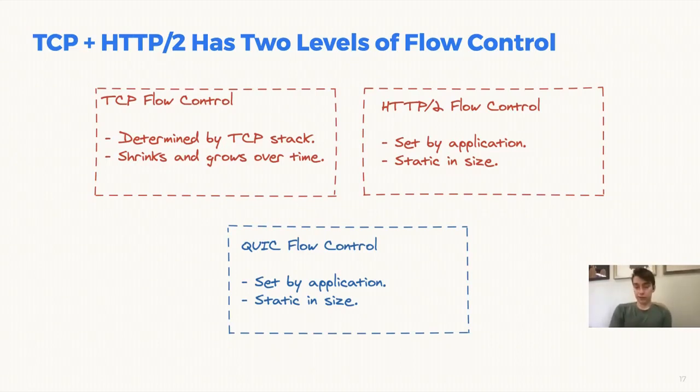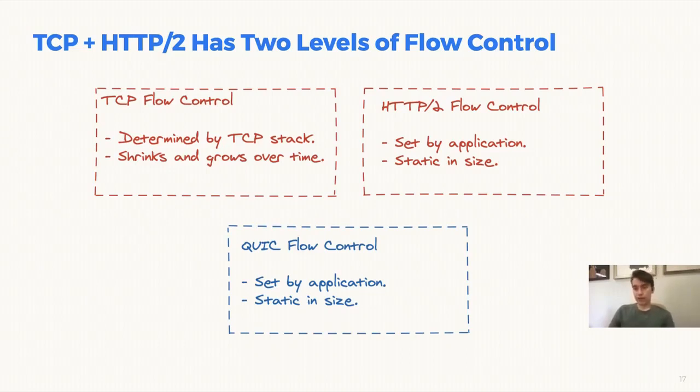Now in QUIC, since the stream multiplexing and all of that is built into the transport, there's no separate flow control for the transport and HTTP. There's just one, and it's controlled by the transport. And similar to the HTTP2 one, we have it set by the application, and it's also static in size.